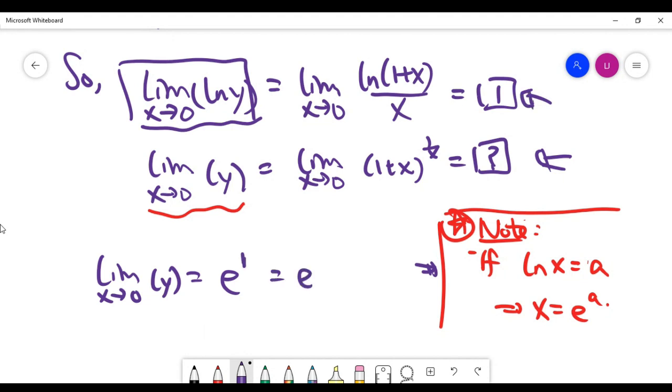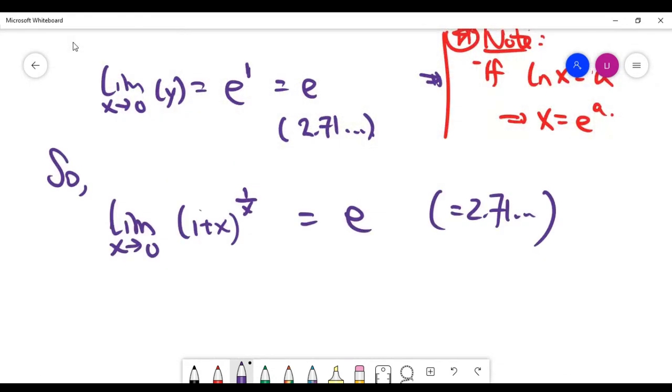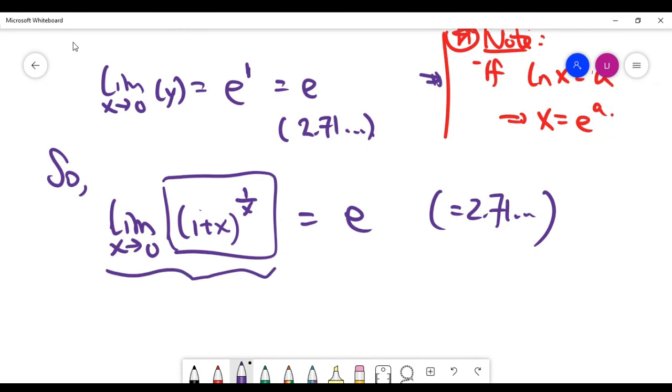Which is e. And please recall the meaning of e. Mathematically, it is the same as 2.71 something. It means our answer to our original problem is that the limit x goes to 0 of 1 plus x, the whole thing to the power 1 over x, is actually the same as e. And e numerically is 2.7 something. So if you try to understand this by approximation, you are free to replace x by a very small number. And in that case, when you do the calculation by calculator, you would notice that you get a number very close to 2.71 something.